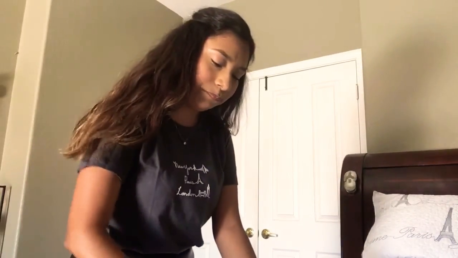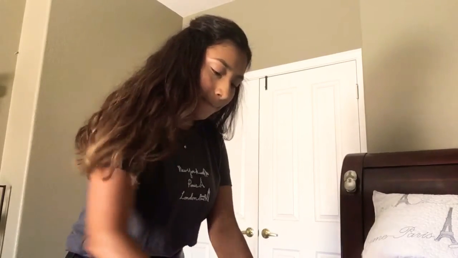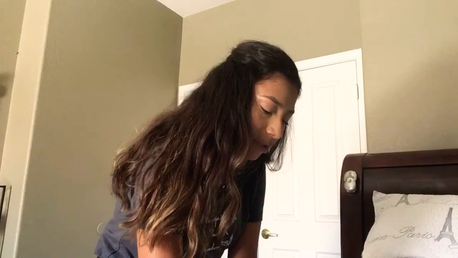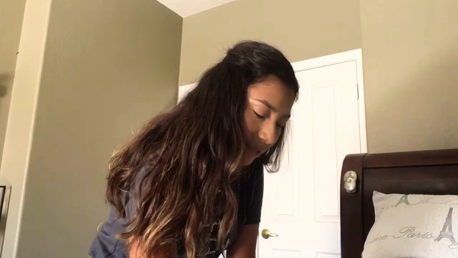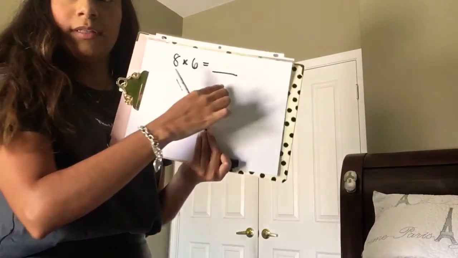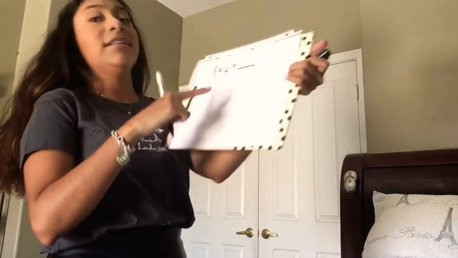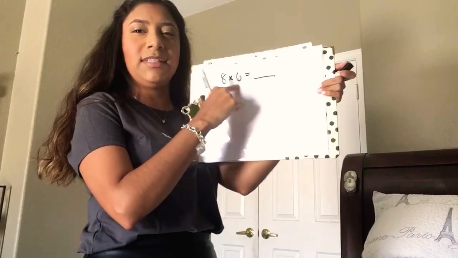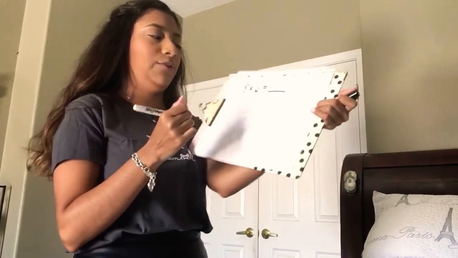So I'm going to erase my board. And I'm going to write our multiplication sentence one more time. So we have 8 times 6 equals blank. Now that we're going to be using our sentence frames, we're going to have to be making equal groups with this sentence right here. And I'm going to show you how we're going to do that.